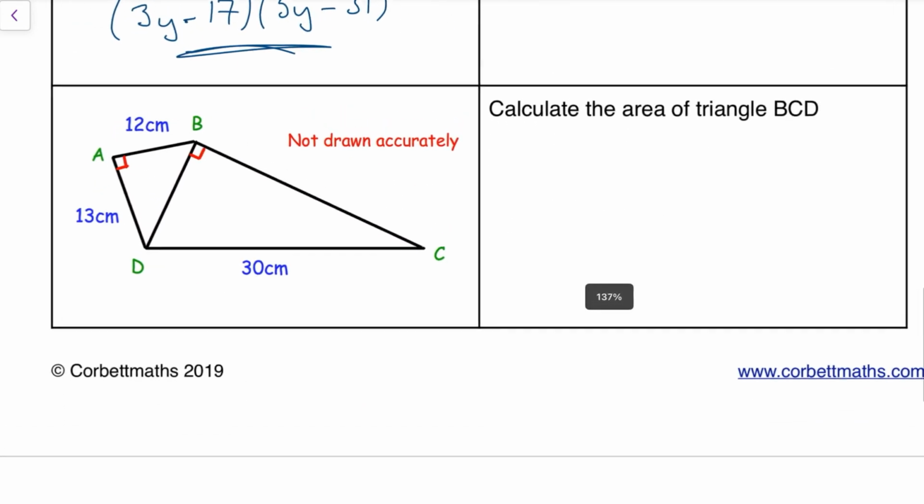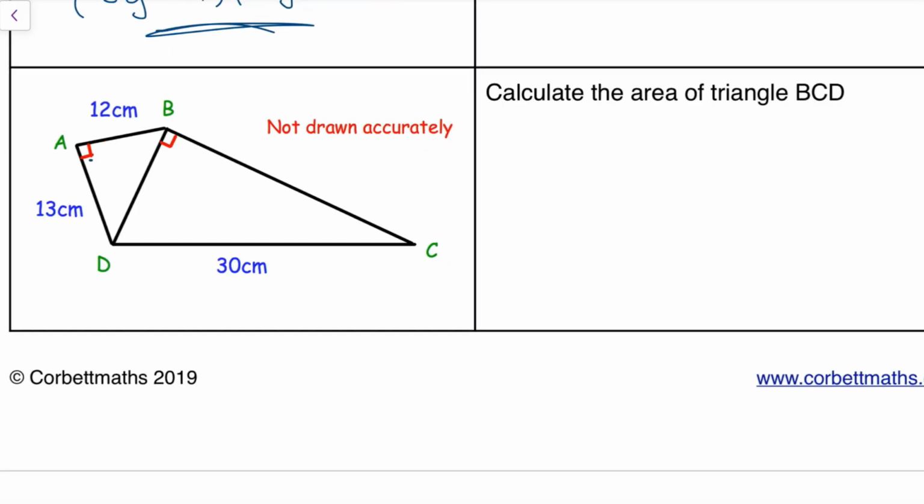Next and final question today. Calculate the area of triangle BCD. So BCD is this triangle here. The area of a triangle is a half base times height. So I'm going to need that there. Well, that's easy enough because that's Pythagoras on the first triangle. And I'm going to need this here, which is going to be Pythagoras again, isn't it? So in other words, I need to work out BD, then use BD to work out BC.